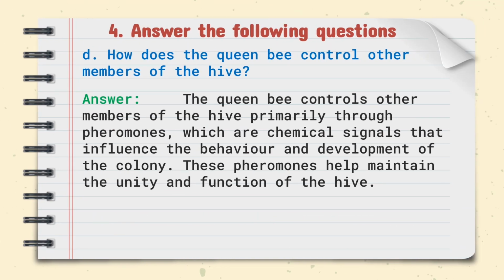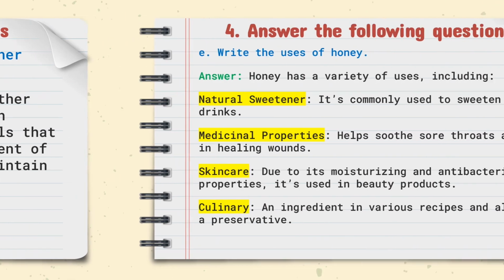8. How does the queen bee control other members of the hive? The queen bee controls other members of the hive primarily through pheromones, which are chemical signals that influence the behavior and development of the colony. These pheromones help maintain the unity and function of the hive.